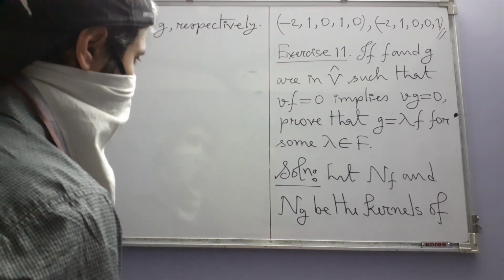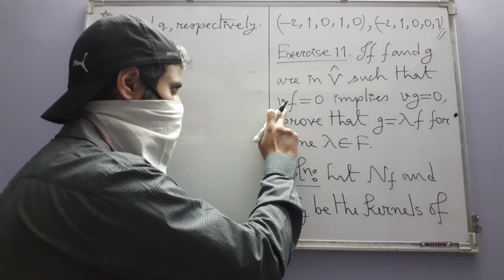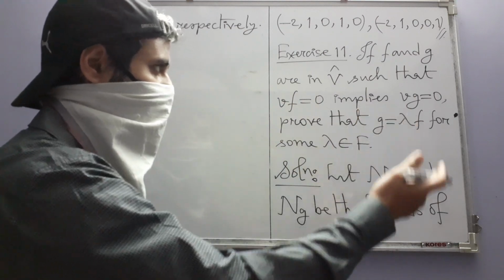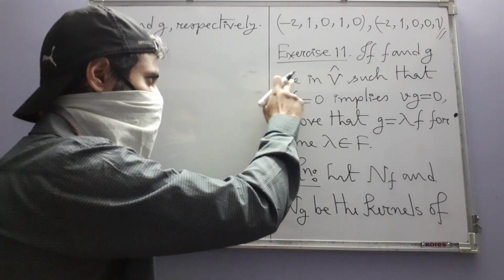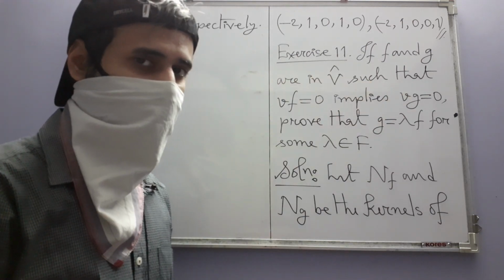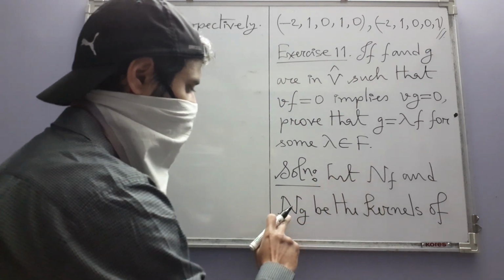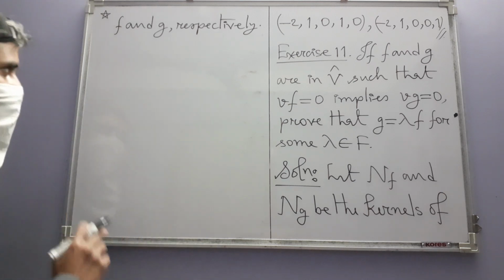Okay, so what is given? It's given that any vector that vanishes under F also vanishes under G. In other words, any vector in the kernel of F is also in the kernel of G. In other words, the kernel of F is a subset of the kernel of G, or a subspace, because after all these are subspaces.